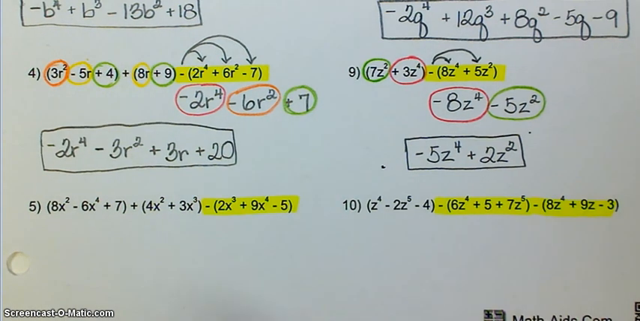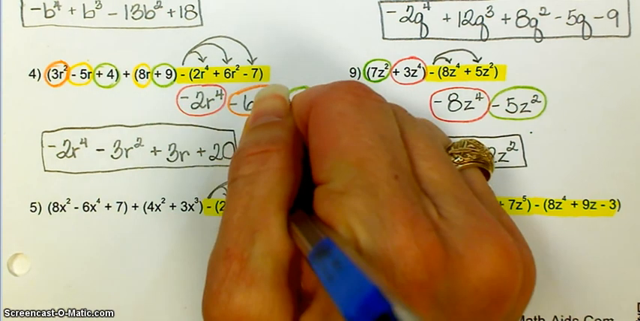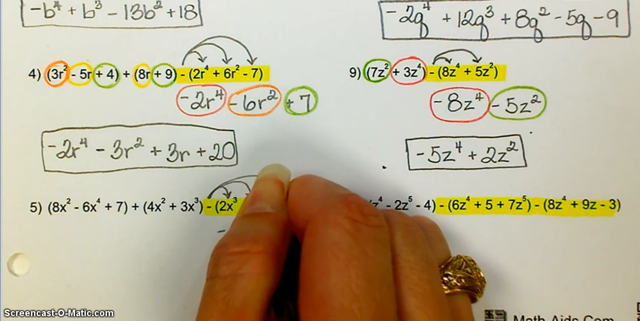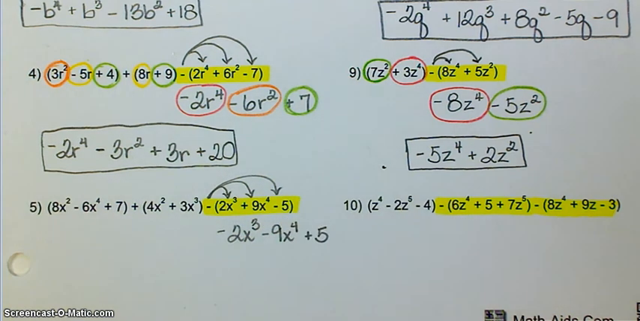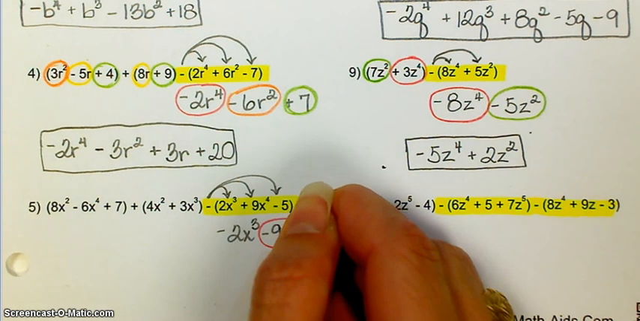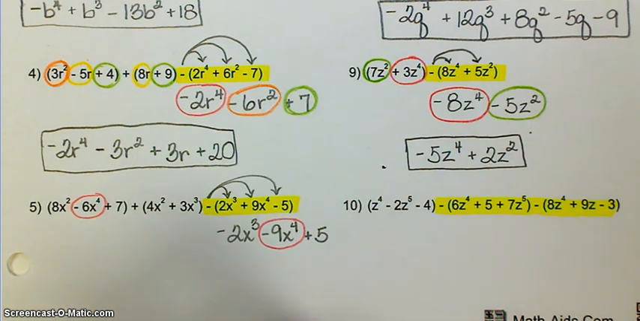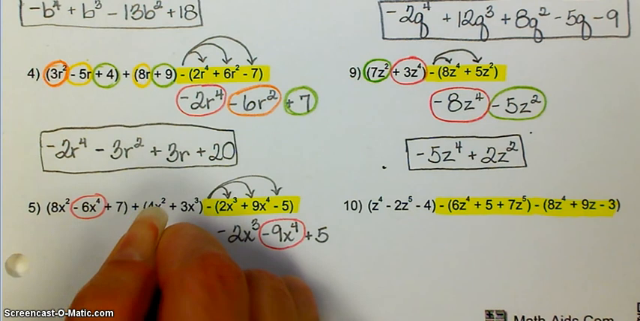All right, number 5. First, distribute the negative on this third polynomial. So that becomes negative 2x to the 3rd, negative 9x to the 4th, and positive 5. All right, and now we start combining like terms. The highest degree on this one is to the 4th, so I have a negative 9x to the 4th. I have a negative 6x to the 4th, and that's it. So that is negative 15x to the 4th.